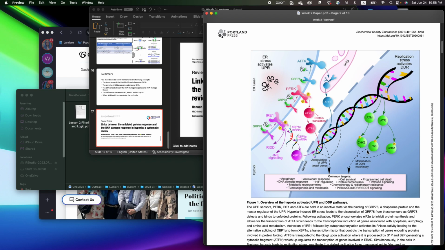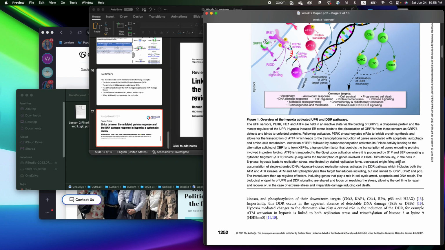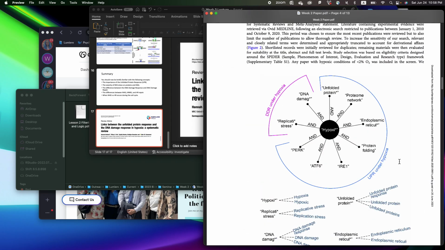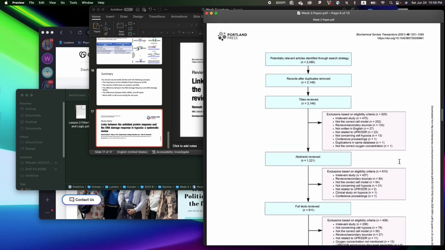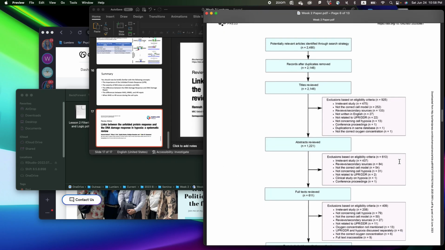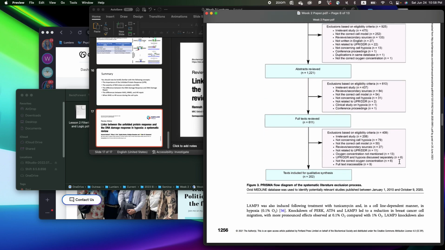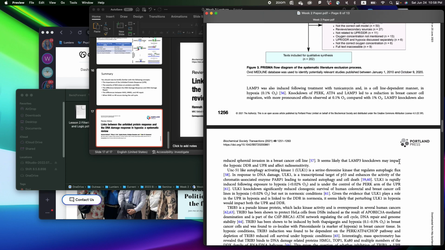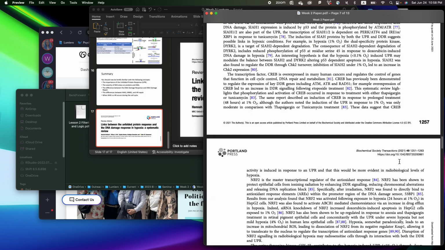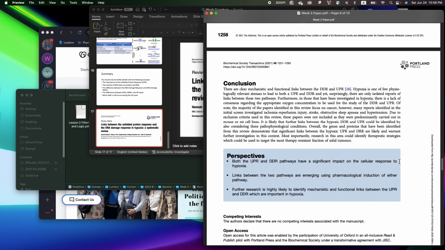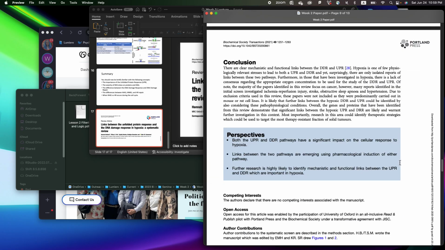And so what they're asking is, how is hypoxia activating both of these pathways, and are they connected? They basically just did a huge literature review on it. See if there's any other cool figures.